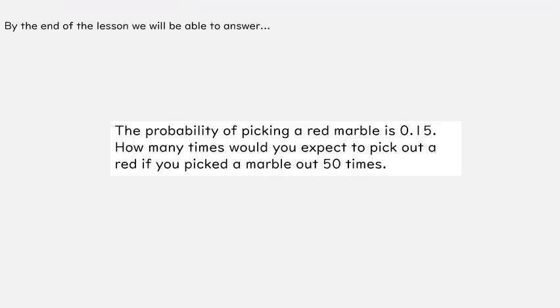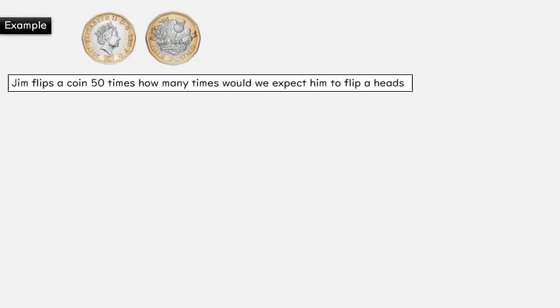By the end of the lesson, we'll be able to answer something like this. The probability of picking a red marble is 0.15. How many times would you expect to pick out a red if you picked a marble out 50 times? So let's have a look at this example here, one that maybe we know how to do already.